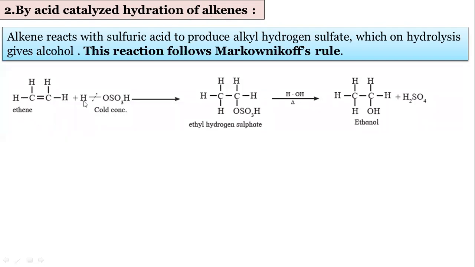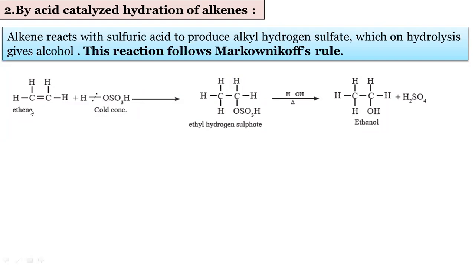Say a simple ethene is given. This is cold, concentrated H2SO4, written as H and OSO3H. It is split like this for understanding purposes. I will explain Markovnikov's rule. What is Markovnikov's rule? This is H plus and OSO3H minus, the negatively charged species or the negative part of the reagent. It is attached to the carbon atom which contains fewer hydrogens.